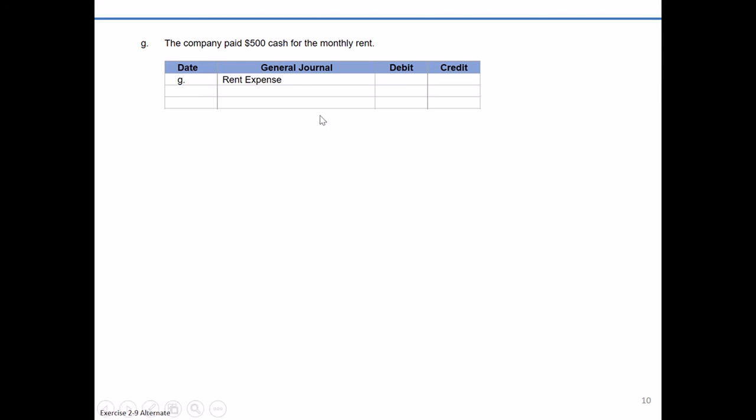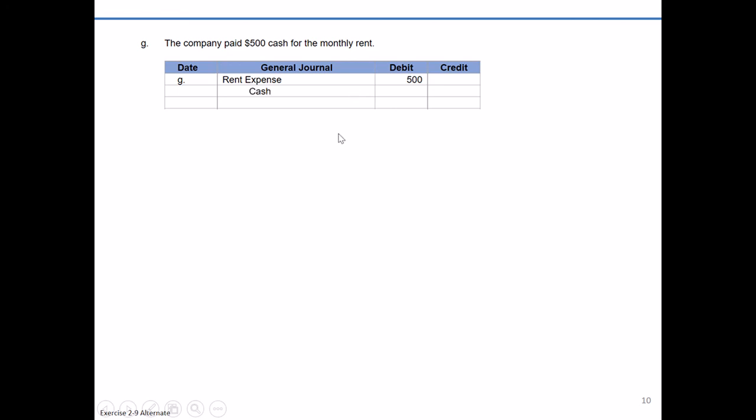Rent expense is going to be increased with a debit. Remember, it does fall under the equity category, which you might think, well, if I'm increasing it, wouldn't I credit it? But on the other hand, expenses take away equity from the business, so it's going to follow opposite the normal equity rules and instead be increased with a debit and decreased with a credit.